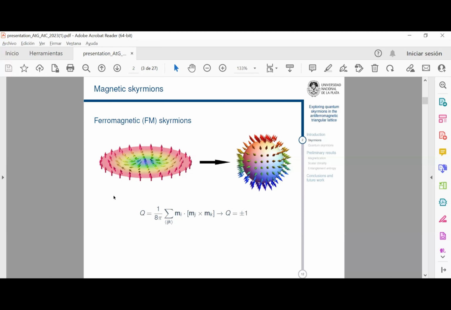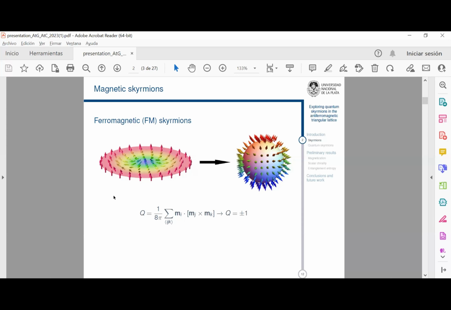In these pictures, blue would mean that the magnetic moments are pointing downwards, red would mean that they are pointing upwards, and the colors in between mean that they are tilted at some angle in between those, okay? And when this quantity I was telling you about is equal to plus or minus 1, we can say that we have a skyrmion.